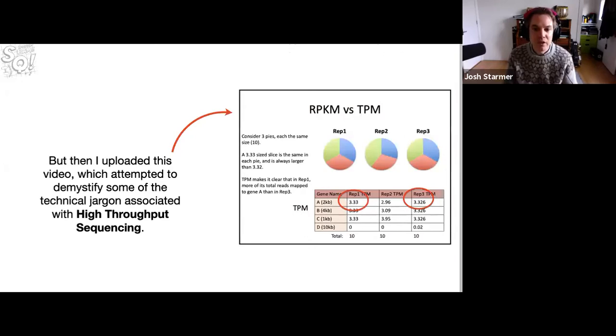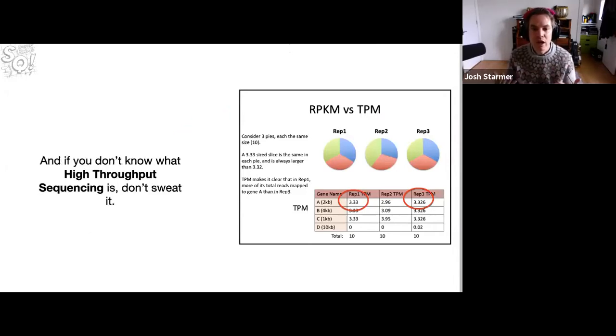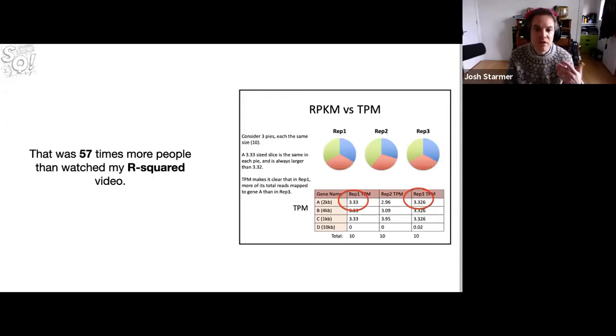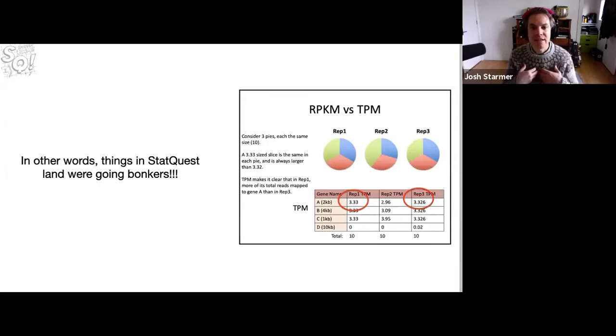But then I uploaded this video, which attempted to demystify some of the technical jargon associated with something called high throughput sequencing. And if you don't know what high throughput sequencing is, don't sweat it. That's not the important part of this slide. What is important is that in the first year, 7,000 people watched this video and over 48 people subscribed. That was 50 times more people than watched my R-squared video. In other words, things in StatQuest land were going bonkers.